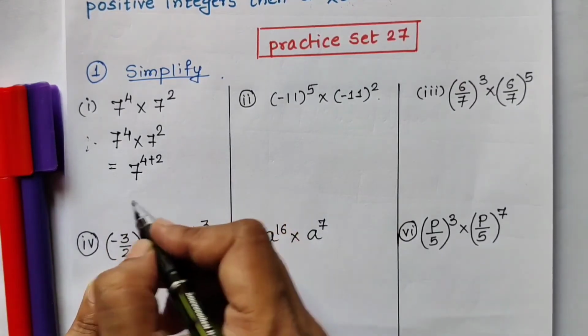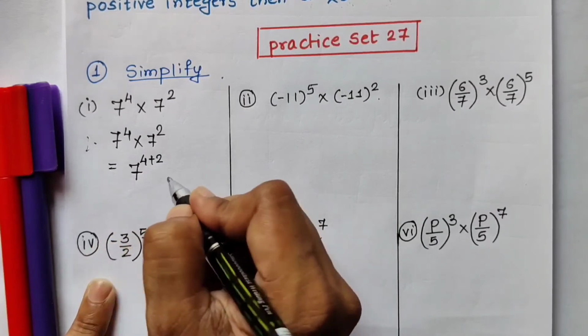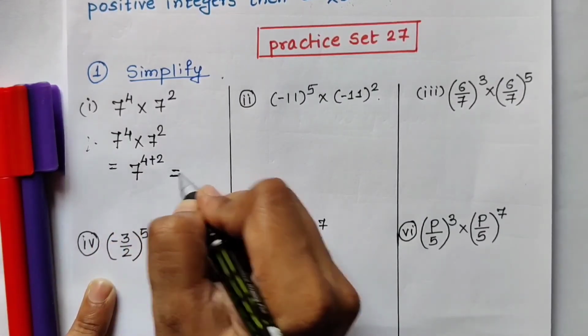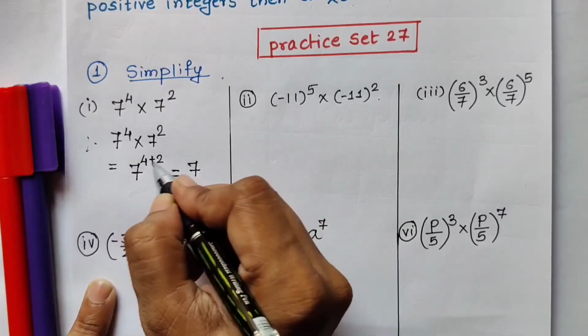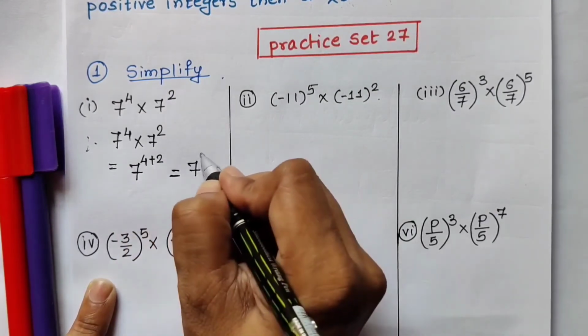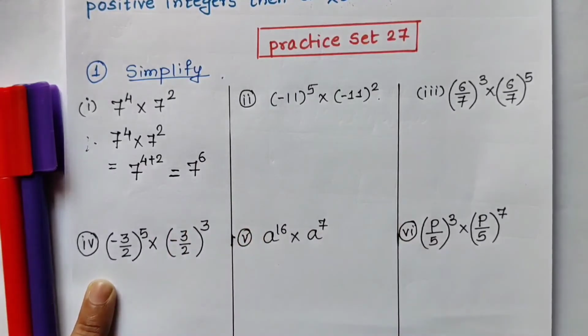4 plus 2. So simplify. We have to only simplify. Equal to what will we get? 7, the base as it is we write, and we add the indices, 4 plus 2 is 6. So it is 7 raised to 6. In this way we have to solve the sum.